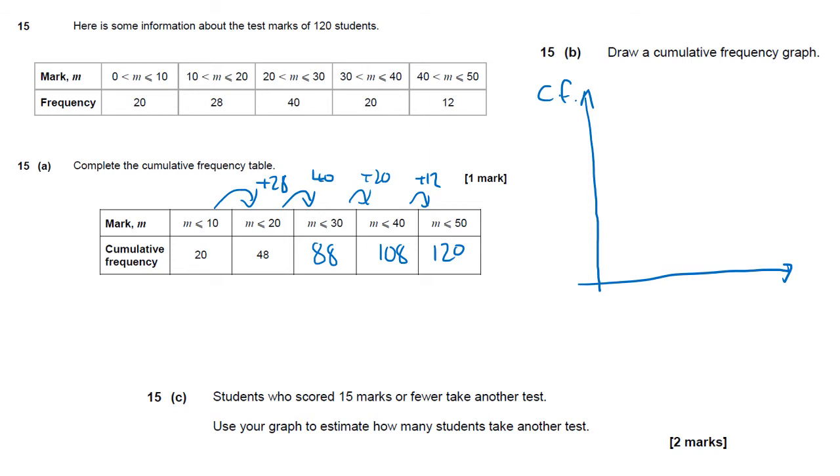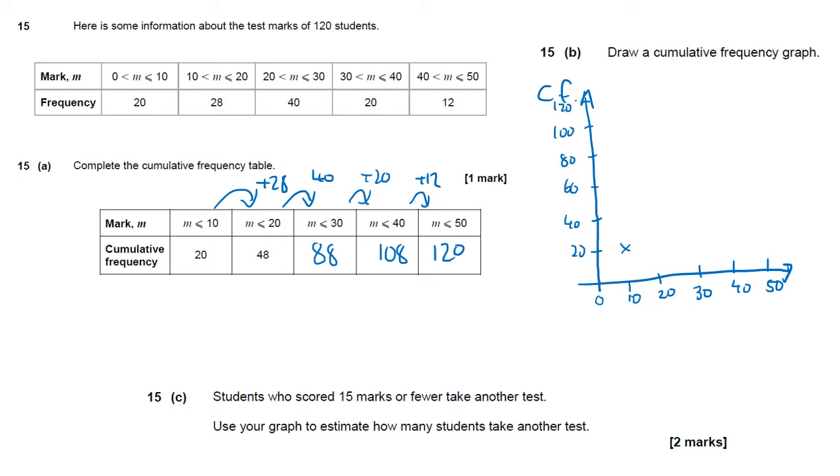So how many people got up to 10? Well, that was 20. Let's just space this out equally. So that's 20, 40, 60, 80, 100, 120.